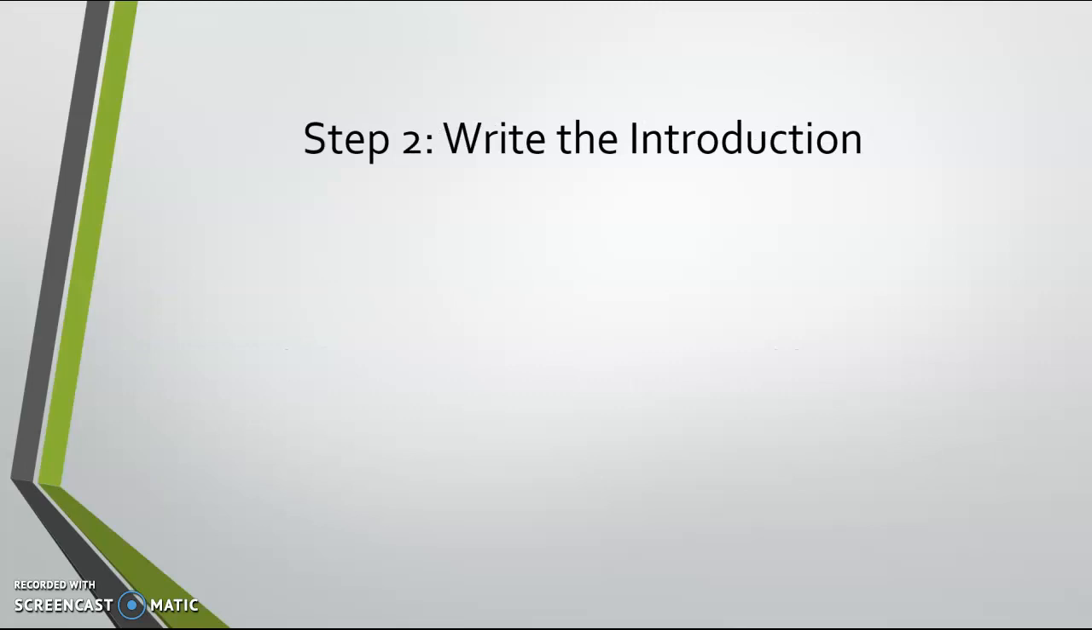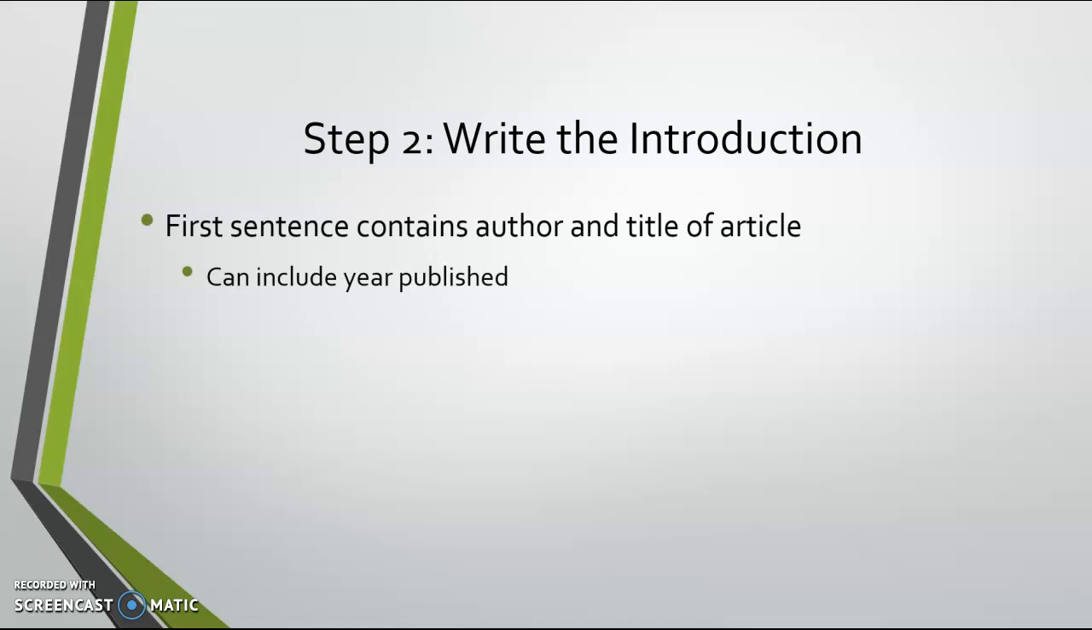The second step is to write the introduction paragraph. Your introduction paragraph will always start with the author and the title of the article. Any response, analysis, or critique will always start with what you're commenting on. You can also include the year it was published, the publisher, the original publishing place, anything like that, or sometimes students just include the main idea of the article.